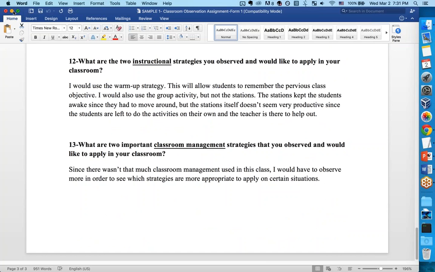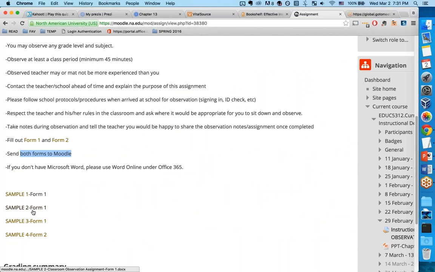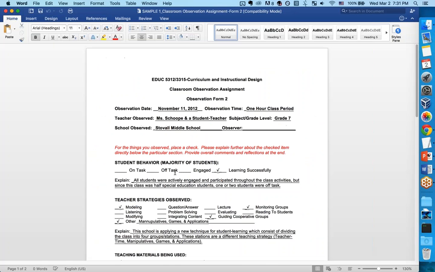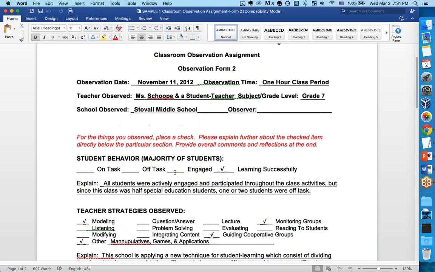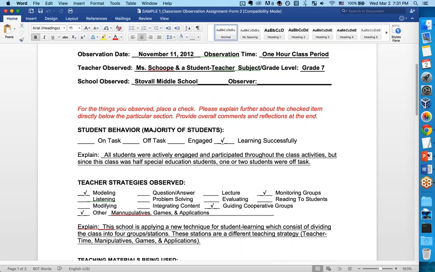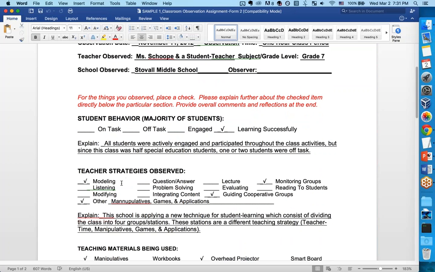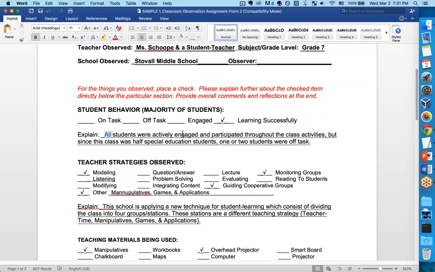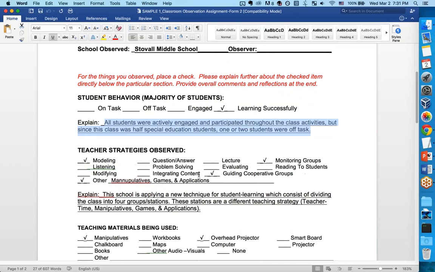All right, and then there's another sample. This is another sample for form 1. And there's another sample for form 1. So there are 3 samples for form 1. For form 2, let's take a look at this one. Here's another sample, same observation. So this is how you fill out the form and explain what you observed here actually.